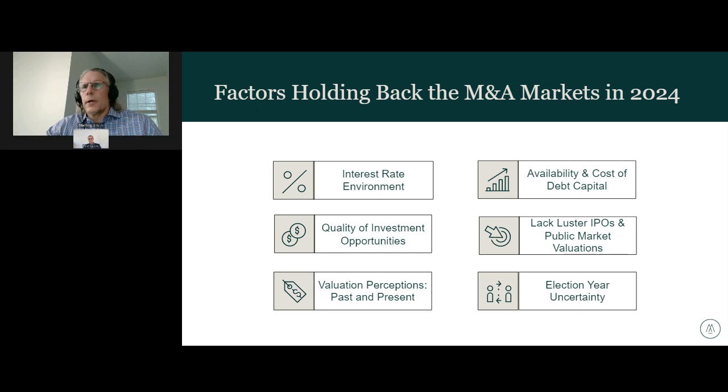And the last point, there's always some uncertainty in an election year. I'm not really sure how that'll play out this cycle, but given the chaos we're seeing in our current political landscape, I would expect that's going to temper some deal-making activity, just because it's hard to underwrite that risk.